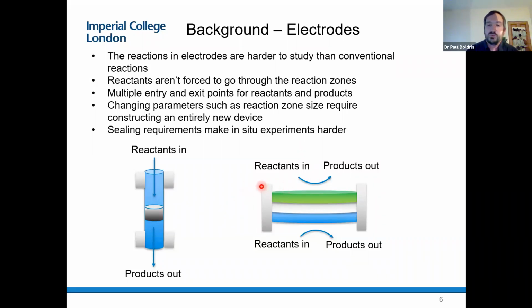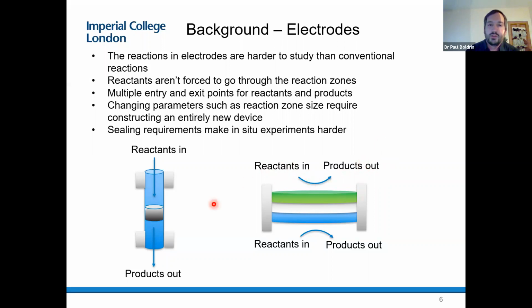So the situation with the fuel cell is quite different. You've got multiple places where reactants are coming in and products are going out. The reactants aren't actually forced to go through the electrodes at all. They can just go straight in and out. And in fact, when we study fuel cells at lab scale, most of the reactants don't actually go through the electrode at all. They just go straight through the cell without reacting.